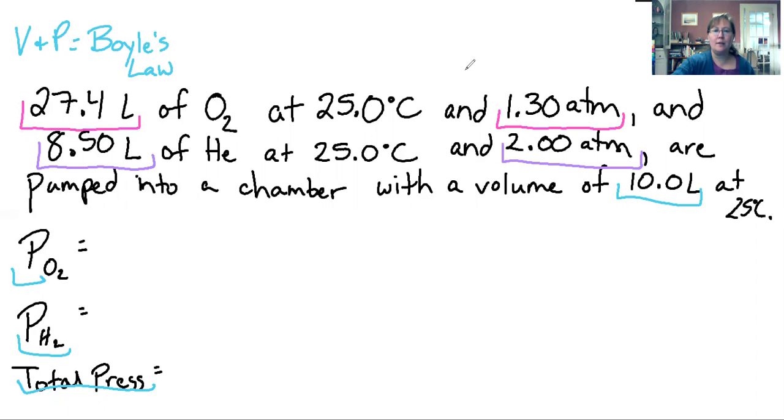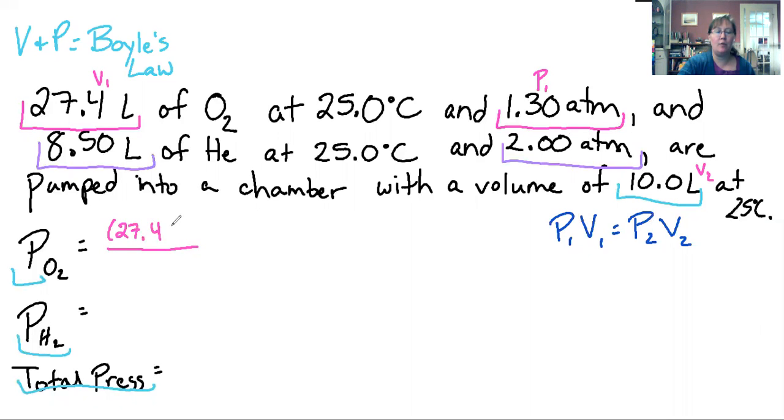Remember Boyle's law is P1 V1 equal to P2 V2. So for oxygen here, this is V1 and this is P1. And down here, this 10 liters is V2. And we just have to solve for P2. That means that the pressure of our oxygen is equal to 27.4 liters times 1.3 atmospheres divided by our volume now of 10 liters.